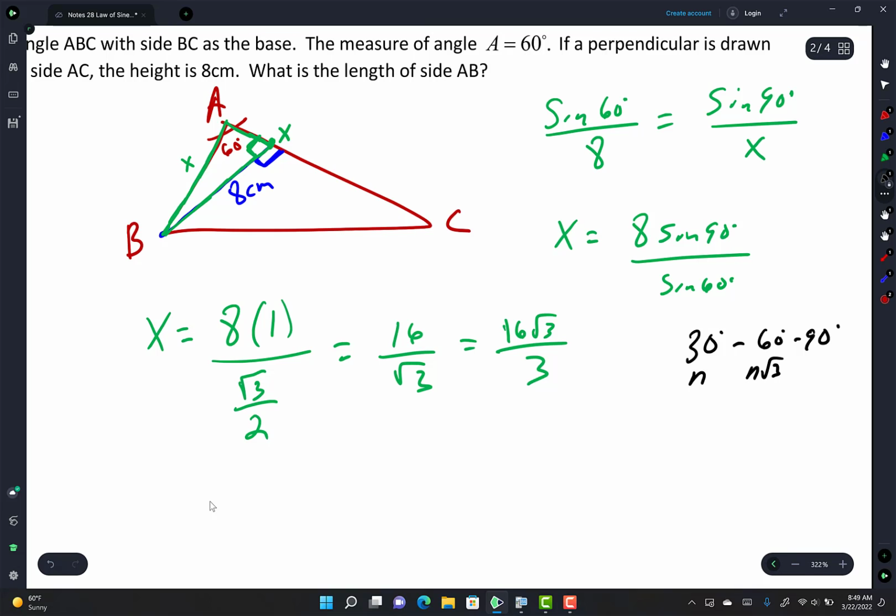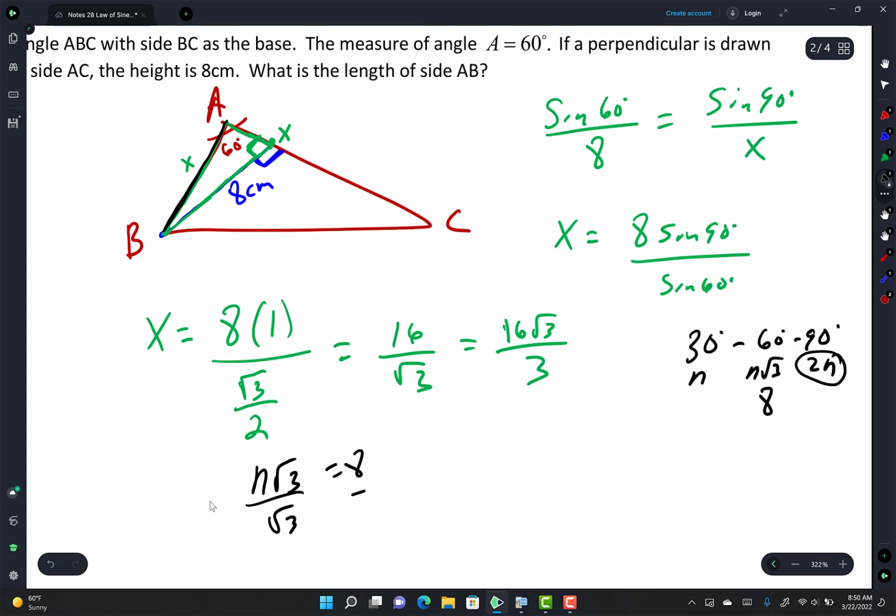Perfect. I'm going to use n so we don't confuse it with the x, you know what I mean? So n square root of 3, and 2n. What you're looking for is the hypotenuse of that green triangle, so what you're looking for is 2n. We know the long leg is whatever's across the 60 degrees, so that's 8. So you just go n square root of 3 equals 8.